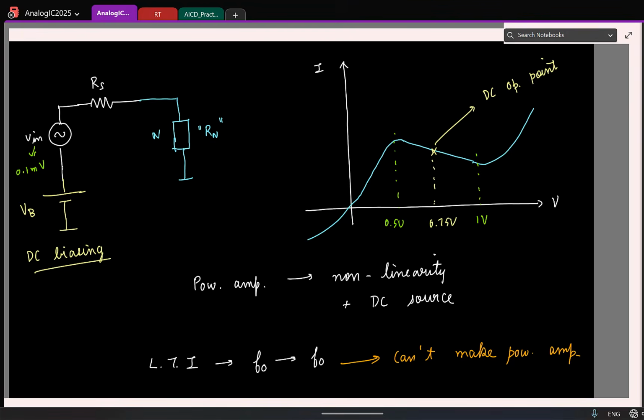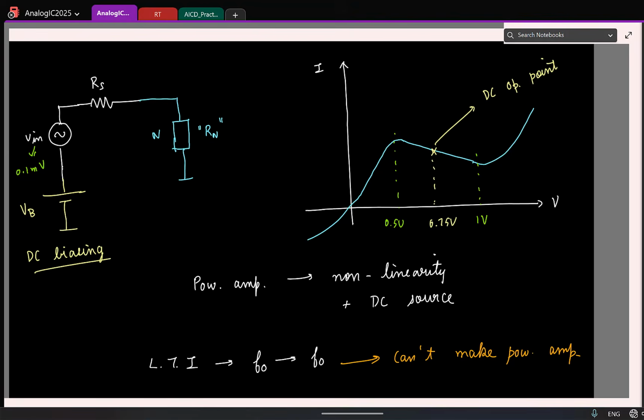And the nonlinear device alone is not sufficient to give the amplification. It needs to be powered by something. And what is that something? A DC source, and that's what we call DC biasing. And the voltage and the current at which the nonlinear device is operating is what we call the operating point.